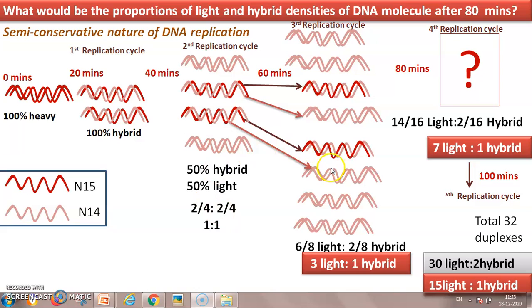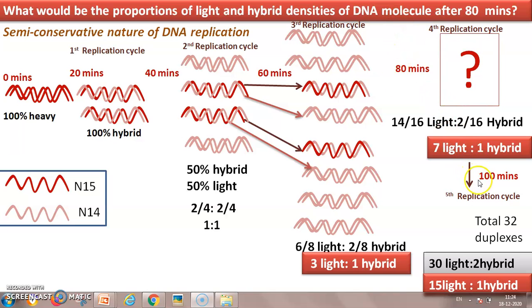Okay. Next 20 minutes, that is 60 minutes, the generation will give you 4 into 2, 8 duplexes, out of which only 2 will be hybrid, because we are starting with only 2 heavy strands separated out. So 2 out of 8 is hybrid, and the remaining 6 out of 8 would be light. Then again next generation, you make 8 into 2, 16 duplexes. You need not work out all this. Out of 16, only 2 would be hybrid, remaining 14 would be light. So 14:2 or 7:1 is your answer for this question.